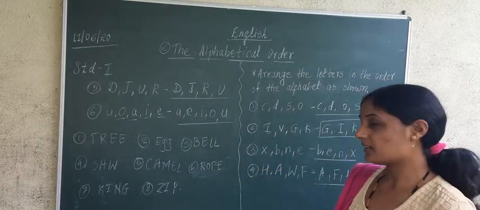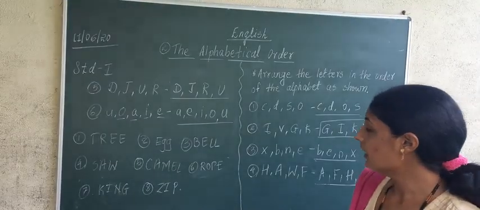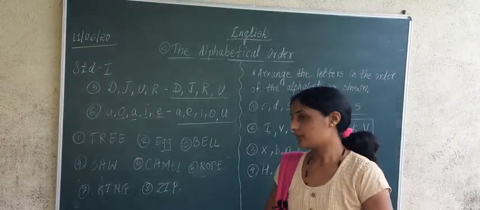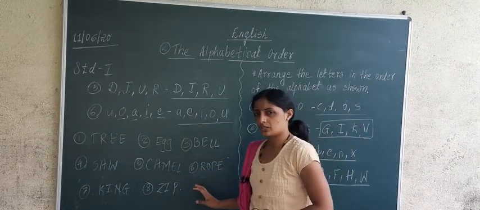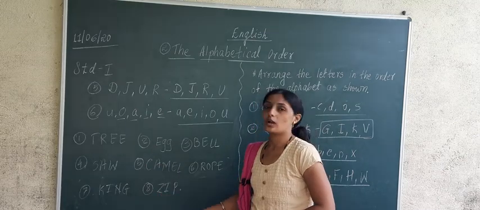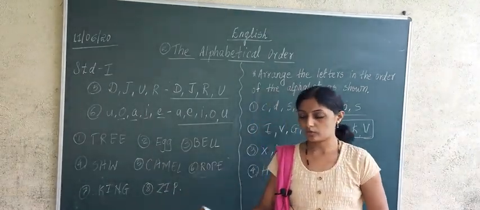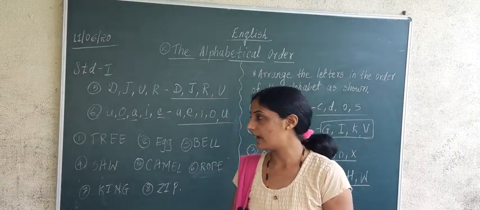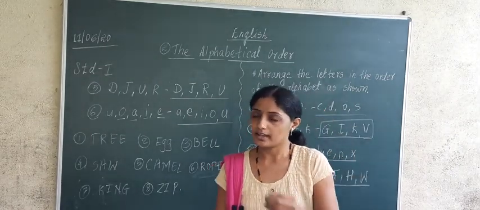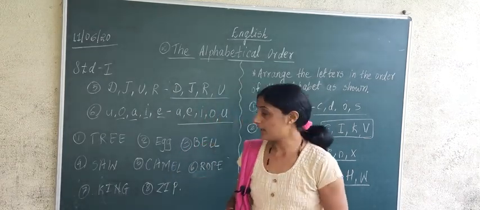So in this way, how many names of pictures have we written? We have written 8 names. First is tree, second egg, third bell, fourth saw, fifth camel, sixth rope, seventh king, and last zip. Now these words we will write in alphabetical order in the next period, and again we will revise the same lesson. For today you have to complete this.